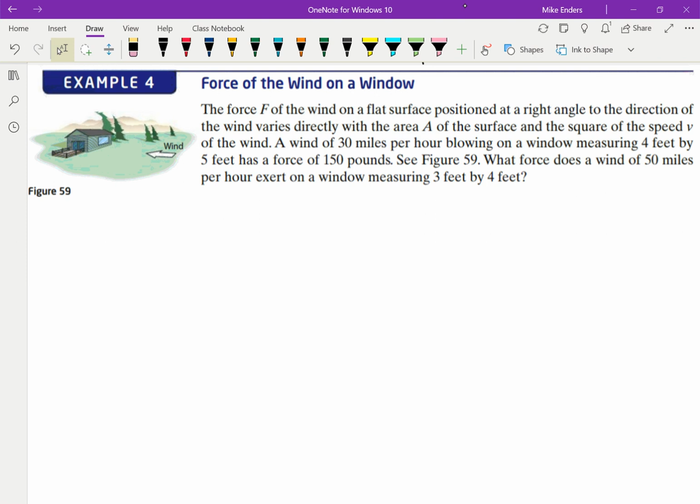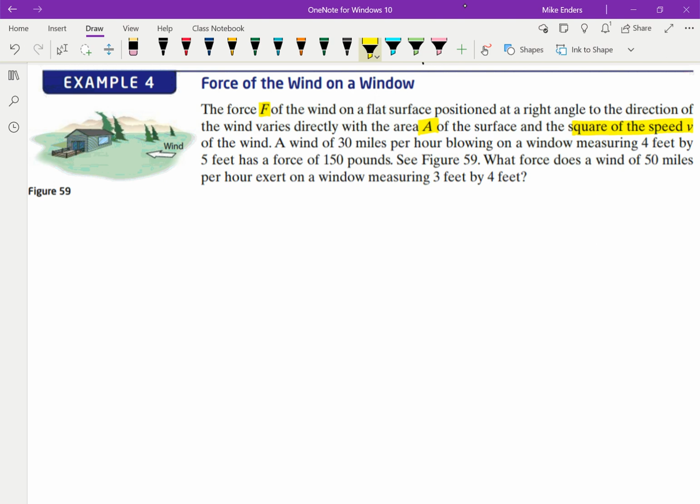Example number 4, the force of the wind on a window. So the force F, okay, so now in this case we're getting some variables defined for us. So we've got the force F of the wind on a flat surface positioned at a right angle to the direction of the wind, varies directly with the area of the surface and the square of the speed.